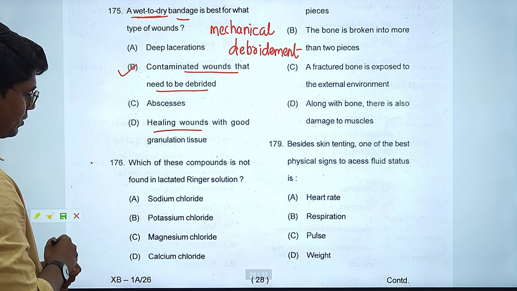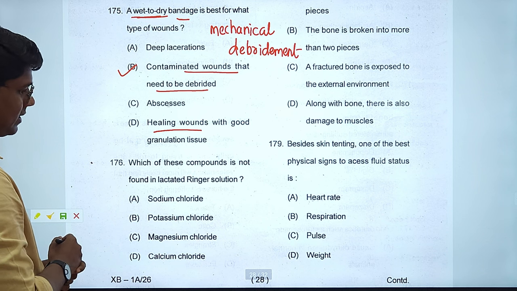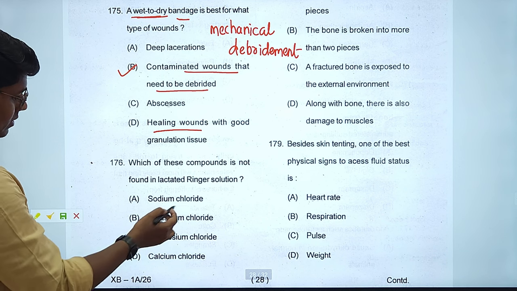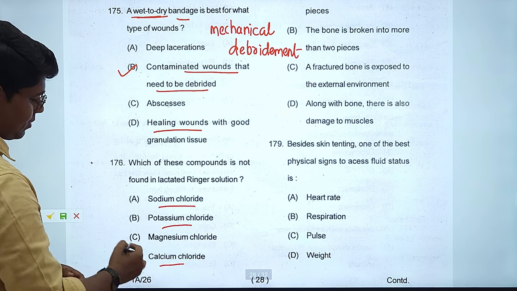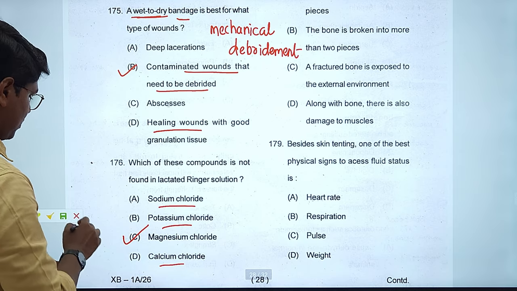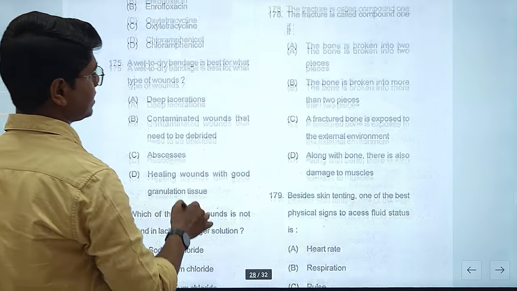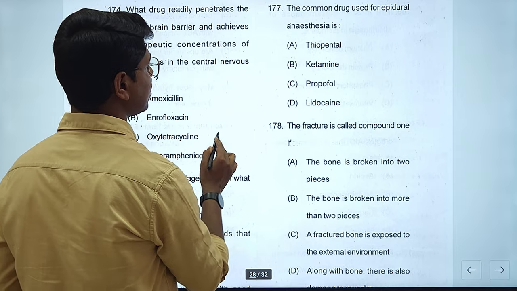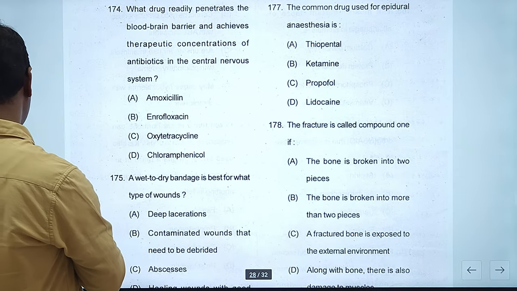Which of these compounds is not found in lactated Ringer solution? Magnesium. It has sodium chloride, potassium chloride and calcium chloride. It does not have magnesium chloride. Okay, next question, number 77: the common drug used for epidural anesthesia is lidocaine.